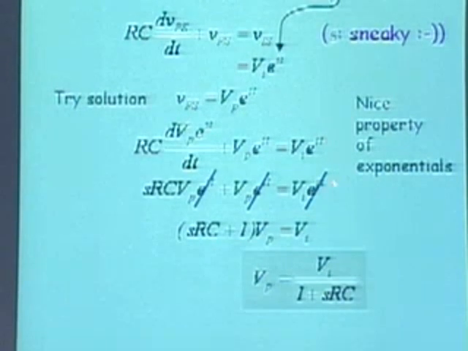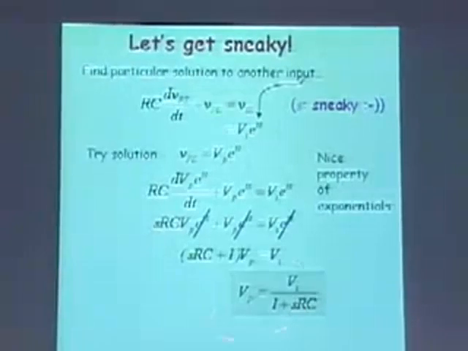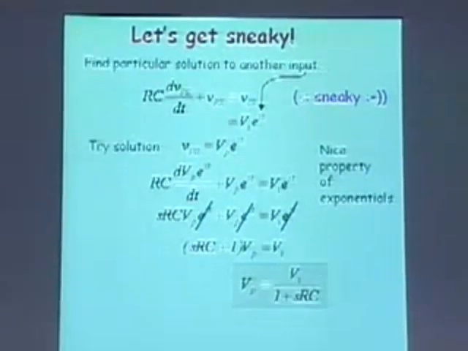So what happened here? I assumed a solution of the form Vp e to the st, substituted it back, and found that if Vp were equal to Vi over 1 plus SRC, then Vp e to the st is a solution. So Vi divided by 1 plus SRC, times e to the st, is a particular solution to this equation for the input Vi e to the st. I put a box around it because this is important. This was easy.